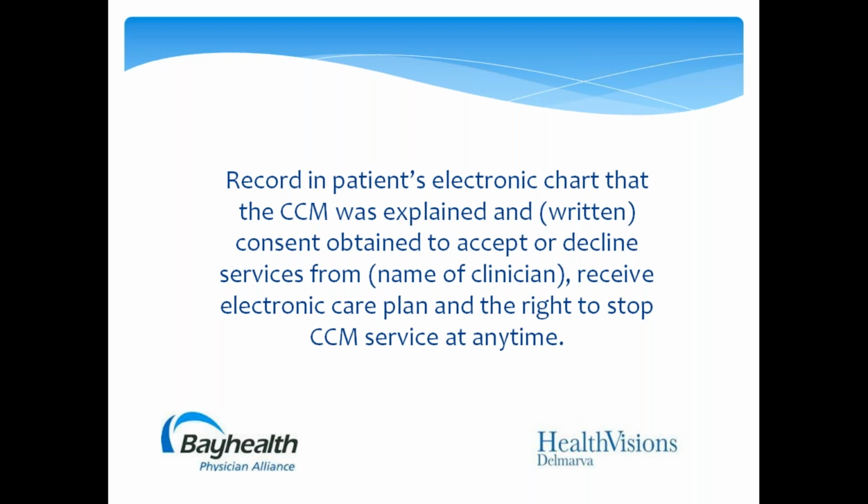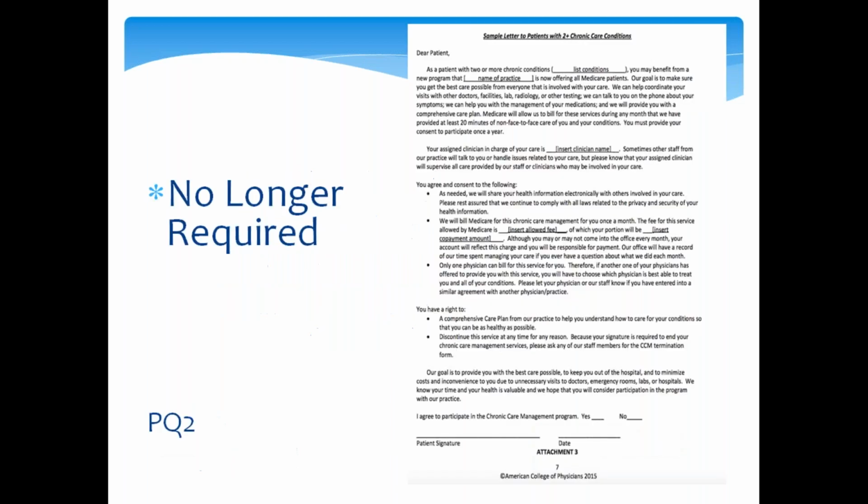Once all that's done, you record in the patient's electronic chart that CCM was explained, and possibly written consent. You may want to get written consent from the patient and have it documented in the chart, or you can simply put a note in the chart that the patient accepted or declined services, that they're going to get an electronic care plan, and that they have the right to stop CCM at any time. Those are the biggies that Medicare wants to see if they do an audit.